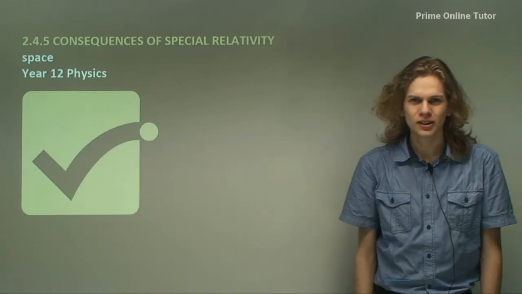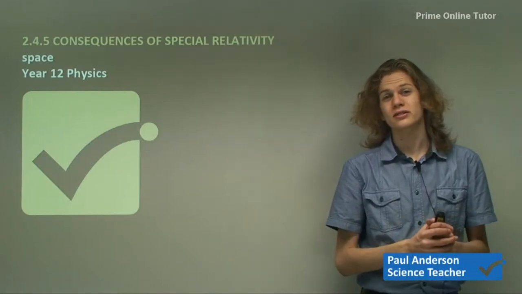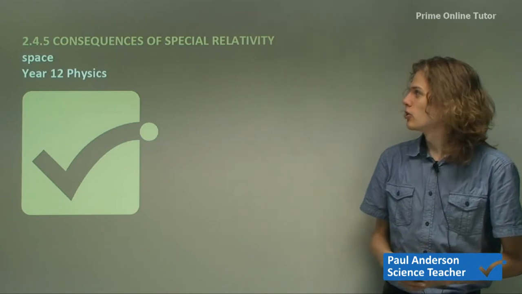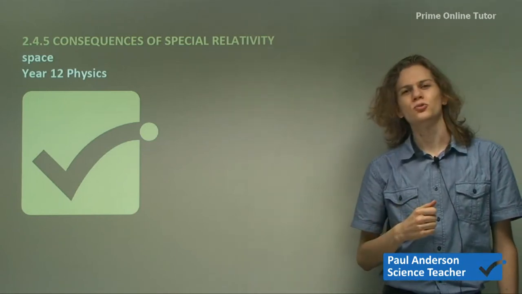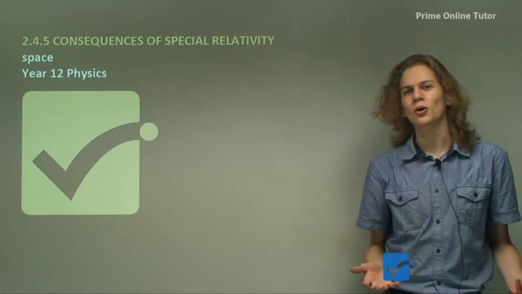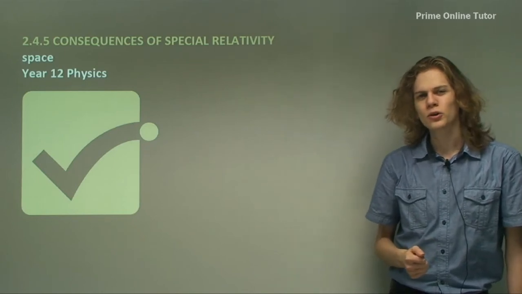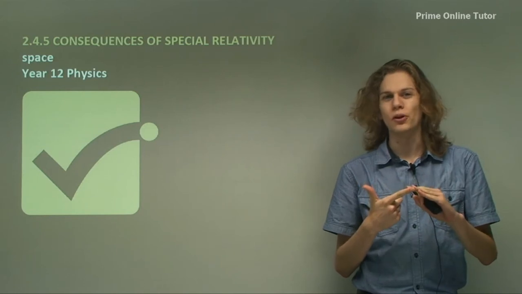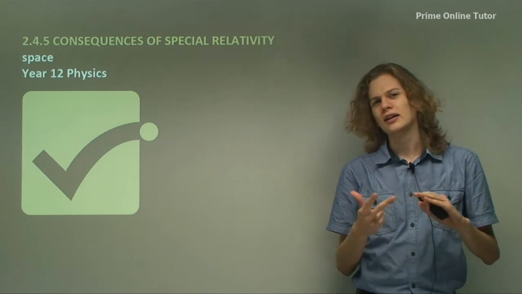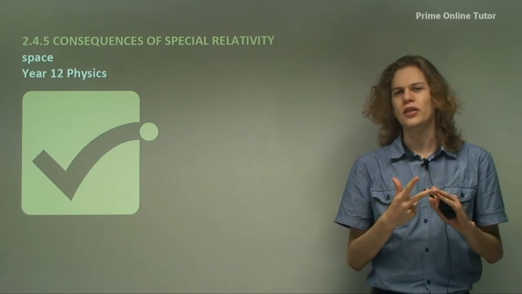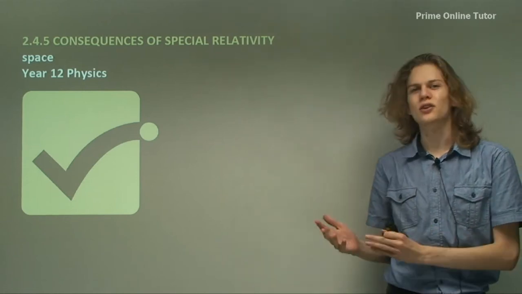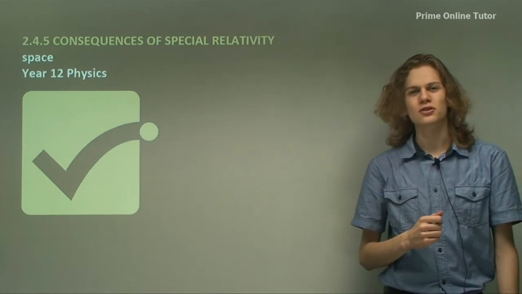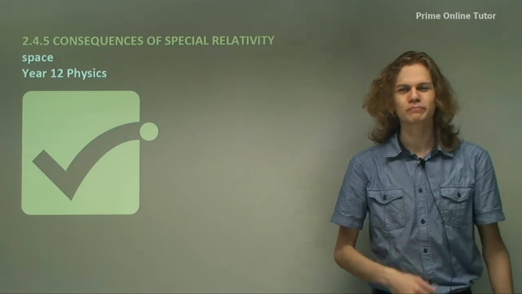Hi everyone. Today we're starting on the last lesson for the module. We're going to be learning about some of the consequences of special relativity as they apply to the real world. In particular, we're going to be looking at the twin paradox, some of the evidence for special relativity, and finally at some of the consequences that this will have for future space travel, especially space travel at very fast speeds.